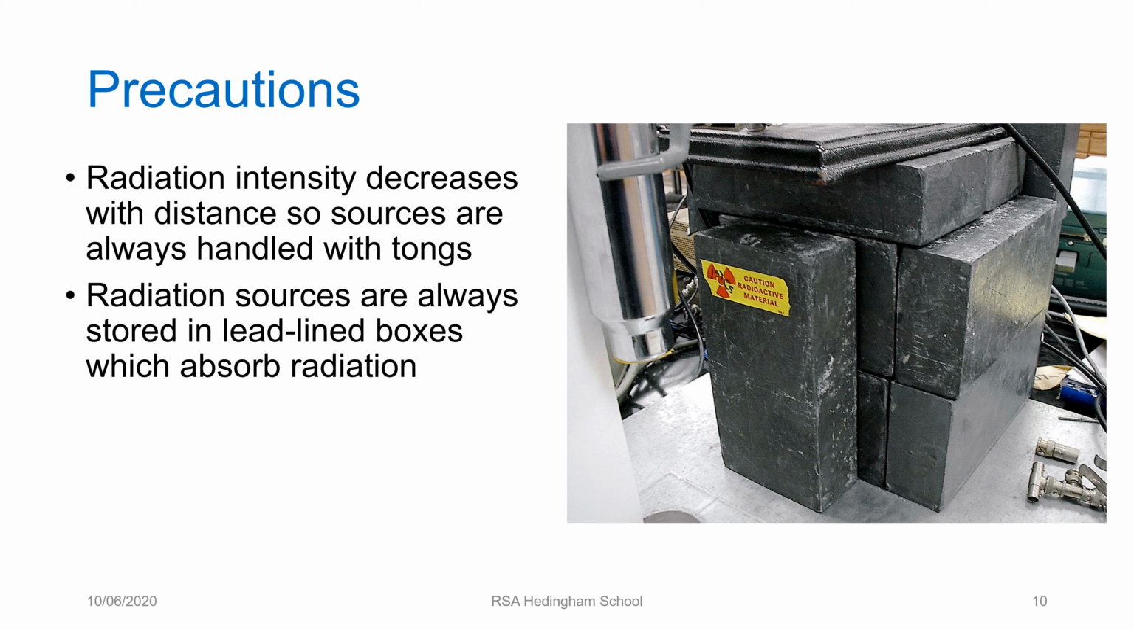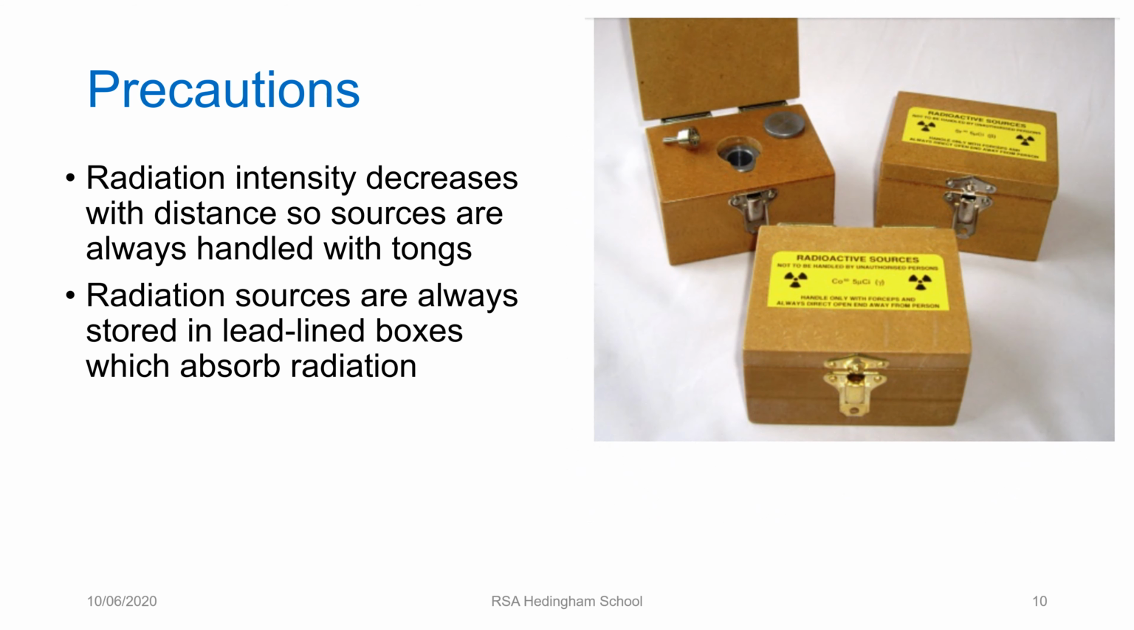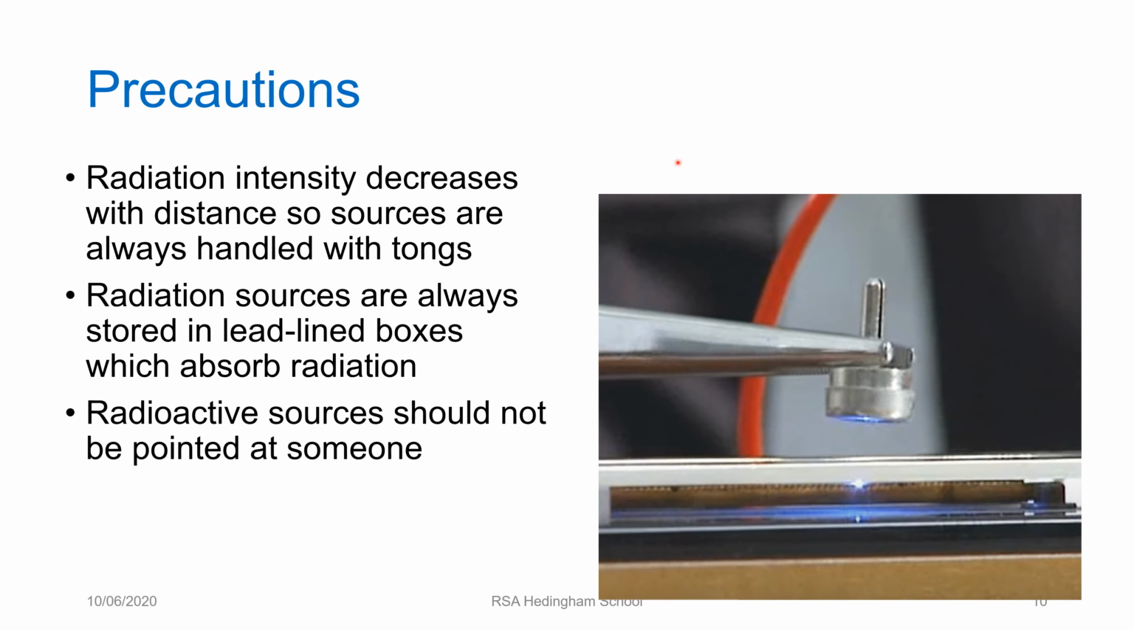There's a larger box and you can see the lead blocks attached to it. And these are the sort of sources we use at school. And these are the lead boxes, and there's a little well inside. There's the lid, which is lead, and this is the actual radioactive source. If you look at it, it's open at this end, and this is where the radiation will come out. So it's important that it should never be pointed at anybody.